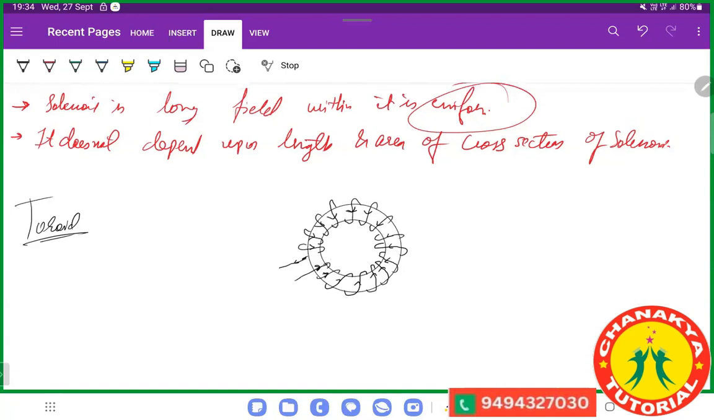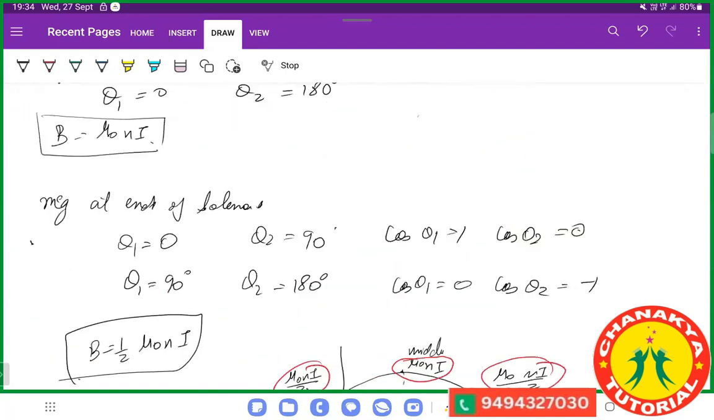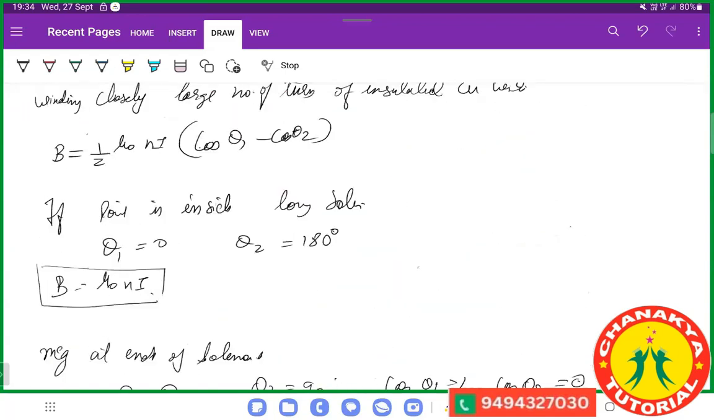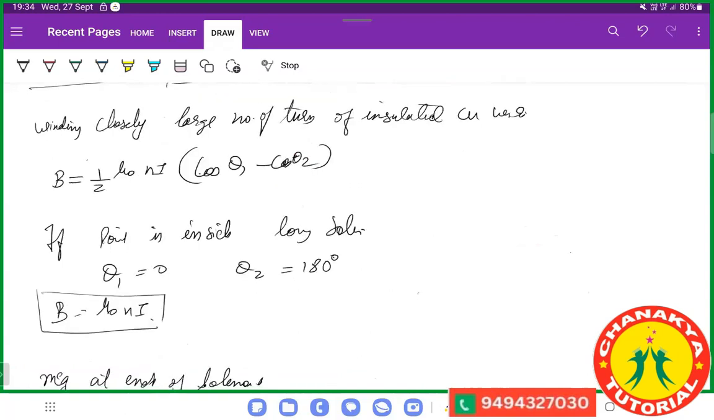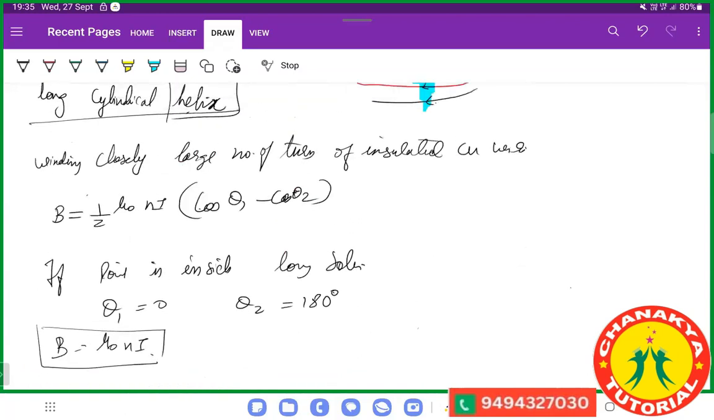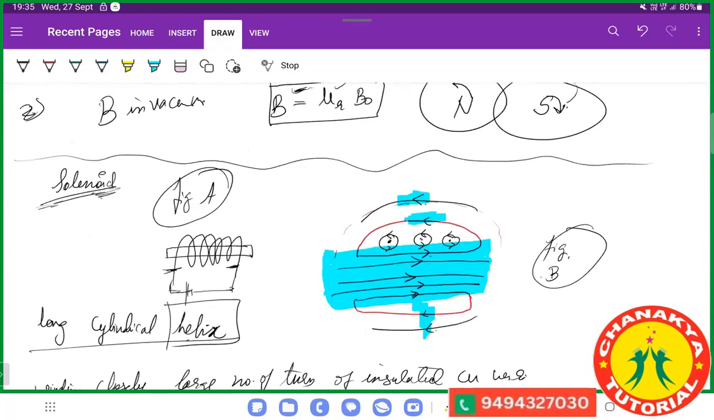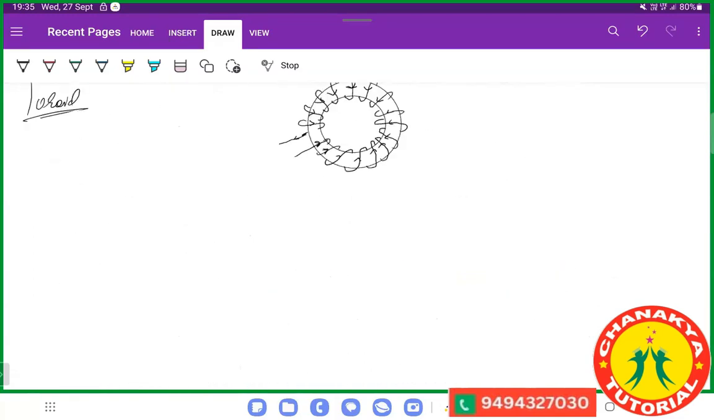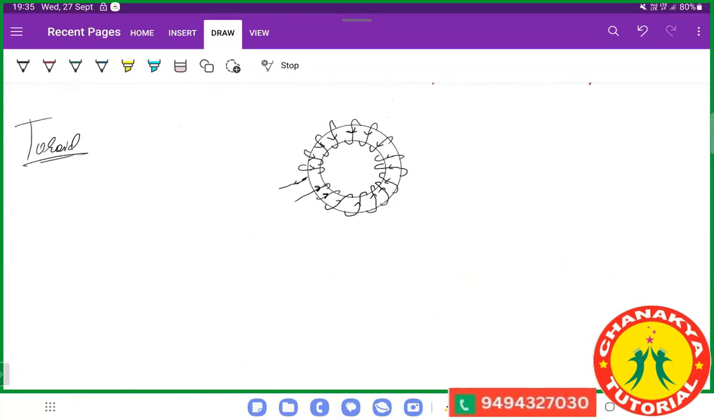So what I did here, instead of this stretched long wire, I connected those ends. Those two ends I have made connection. So it is the same thing. It's a long cylindrical wire connected end to end. So it is having some radius r from the center portion.